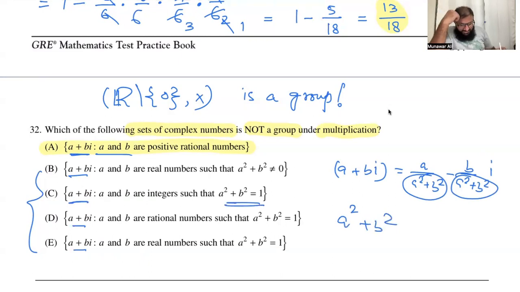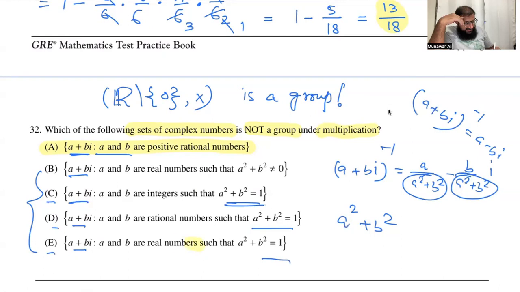In option B, it says that a square plus b square is 1. If it is 1, then you're good to go. The inverse of a plus bi is a minus bi, because a square plus b square is 1. In option C, it is 1. In option D, it is 1. In option E, it is 1. And these are the sets of real numbers, rational numbers, and integers. You're good to go in all these cases, because the thing that creates the problem is the denominator. But if the denominator is non-zero, or it is explicitly a fixed number, let's say 1, then there is no issue. There is no such instruction given in the very first example.